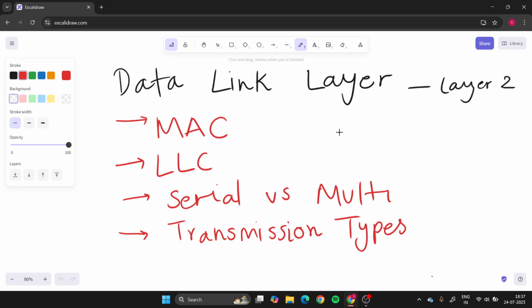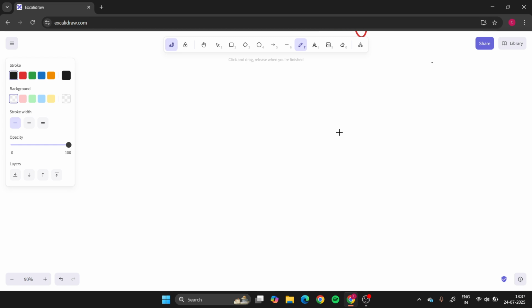Hello everyone. So today we will be starting with the data link layer, which is layer 2 of the OSI model. So this is the OSI model we'll be referring to, and we'll be covering these topics, which are MAC, LLC, serial versus multi, and transmission types. So before we start, there are going to be a few protocols we'll be going through.